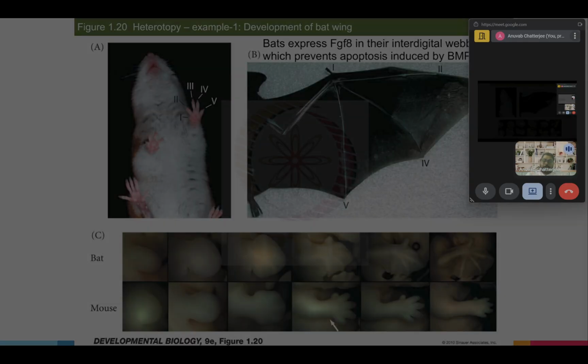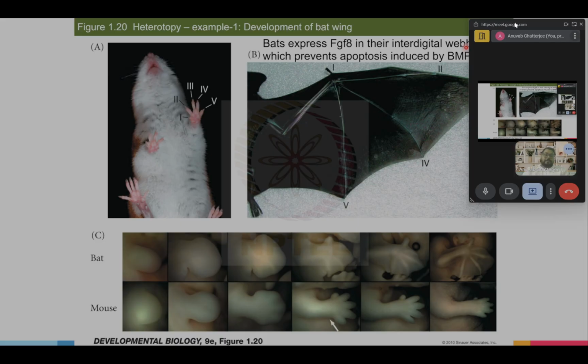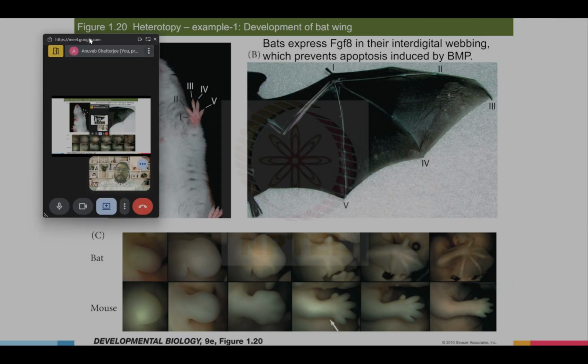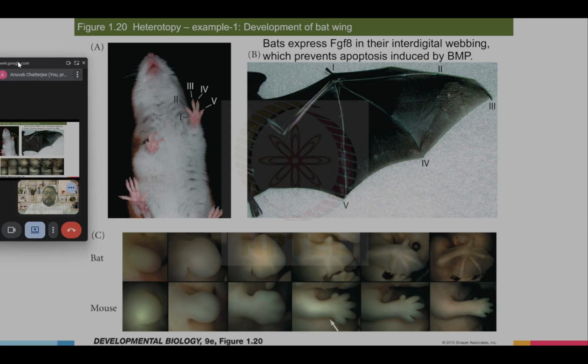Okay, let us look at it. So as we said, heterotopy is the expression of a protein at a different location than where it normally occurs. So the example we are going to deal with for this is the formation of the bat wing. So as you see, in vertebrates such as the mouse and in humans as well, we have 5 different fingers. We do not have anything in between.